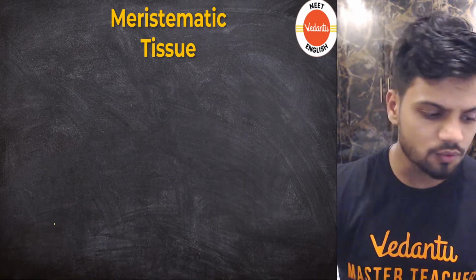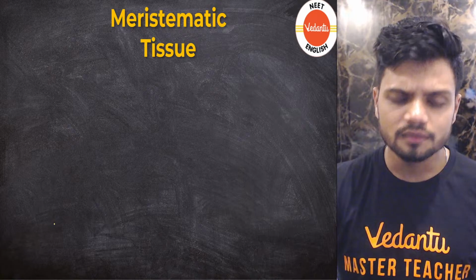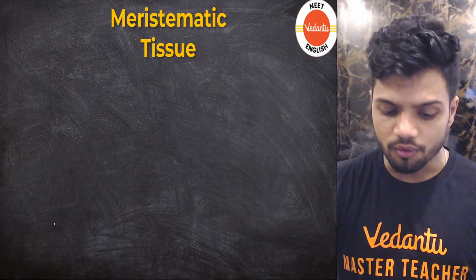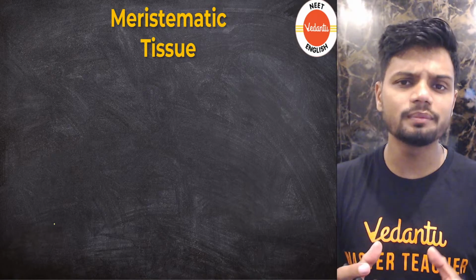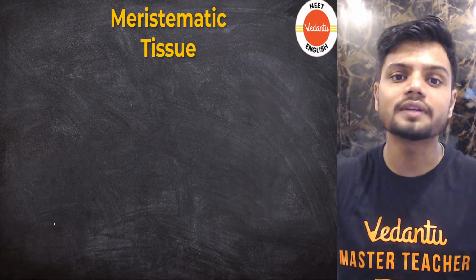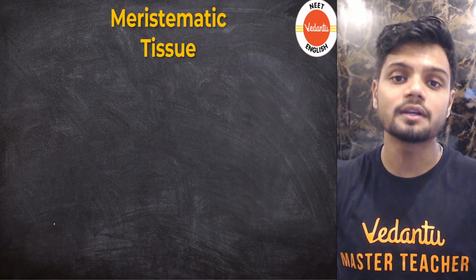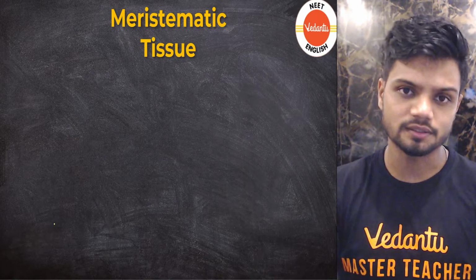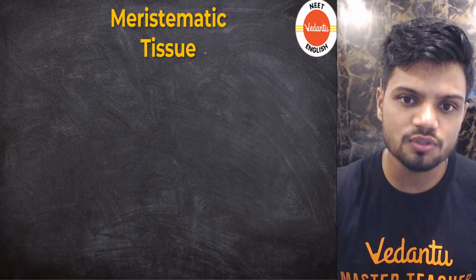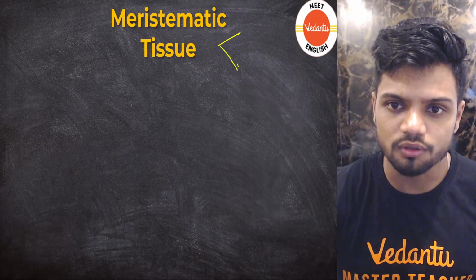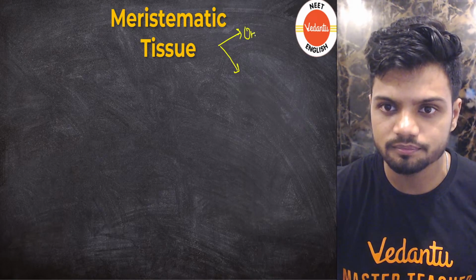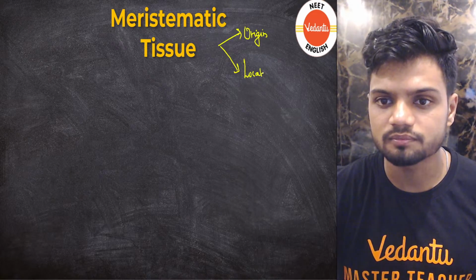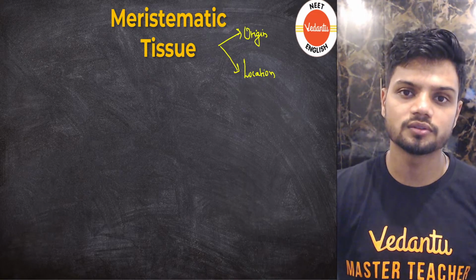Okay. Now, students understand that was your meristematic tissue. Now, this meristematic tissue can generally be classified into two different categories based on two factors. That is, meristematic tissues can be classified based on the origin and based on the location.